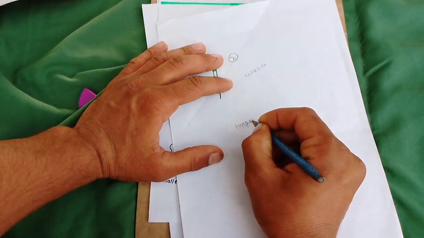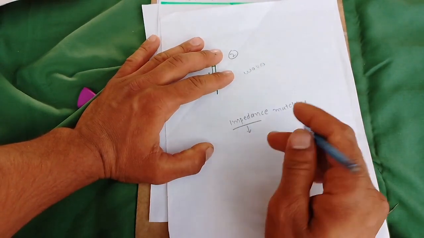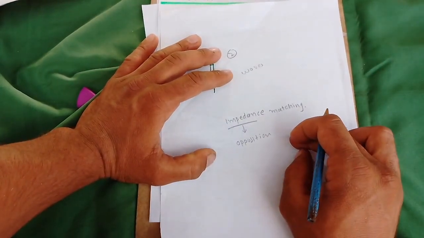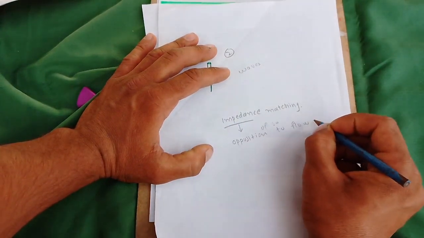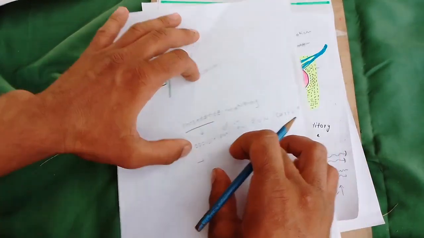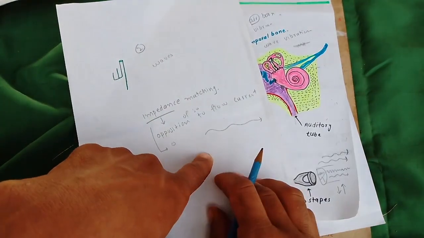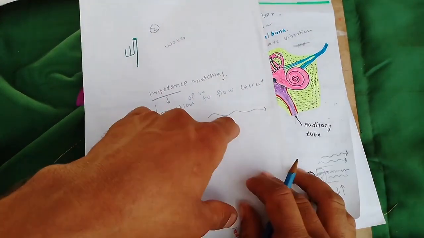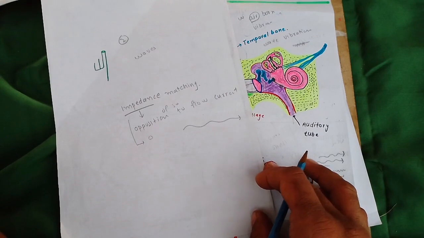What do you mean by impedance? Impedance is opposition. In general physics, impedance is the opposition of a material to the flow of current. But here we define impedance as the opposition of the fluid and the oval window to the flow of the sound vibration. So in order to match the impedance with the original frequency of the sound, this structure performs its very important function. This phenomenon is called impedance matching.